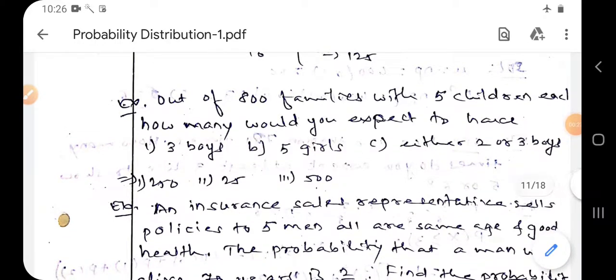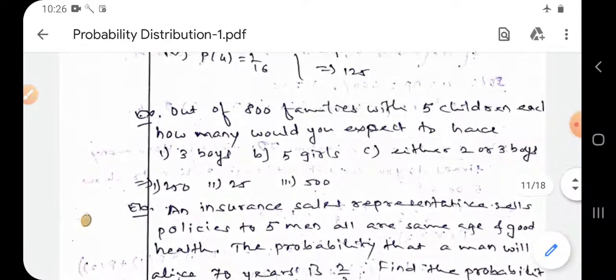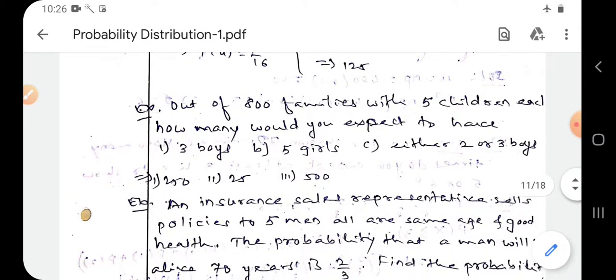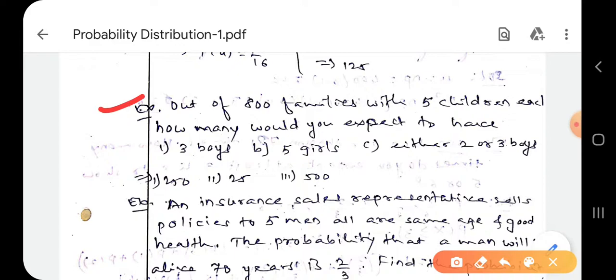The problem given is: out of 800 families with 5 children each, how many would you expect to have first, 3 boys, second, 5 girls, third, either 2 or 3 boys.